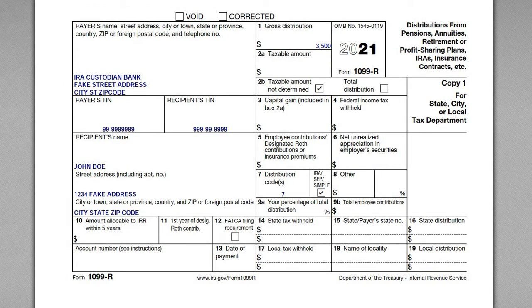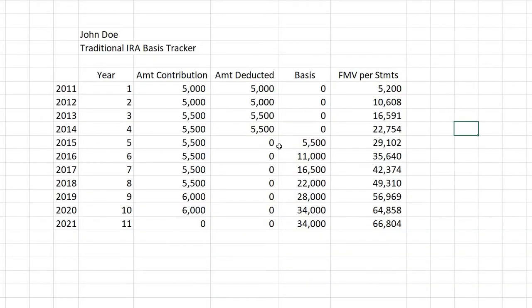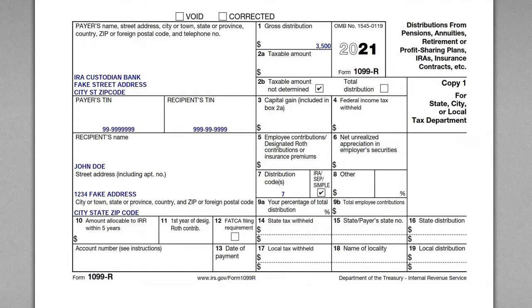And then in addition to this, we've got a sample 1099-R that we're going to use for this example. And then also an Excel spreadsheet here, which is going to show kind of how we're tracking our basis in the traditional IRA and how ultimately the distributions are going to be subject to tax when you take the money out. So to start, I want to talk about the 1099-R here.